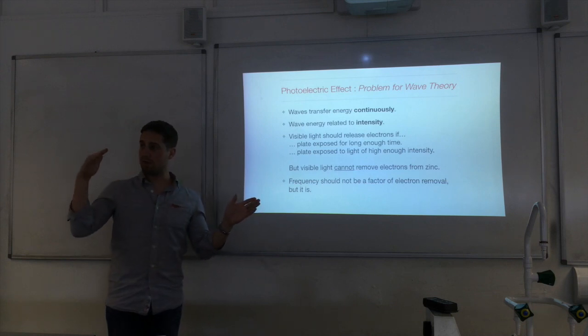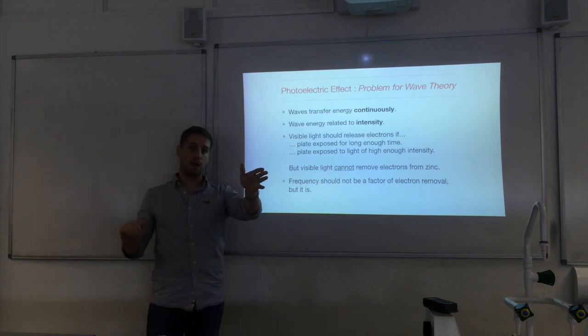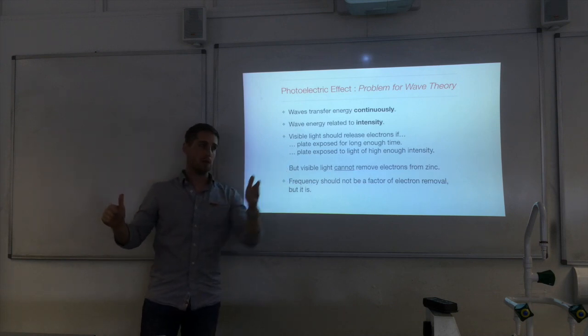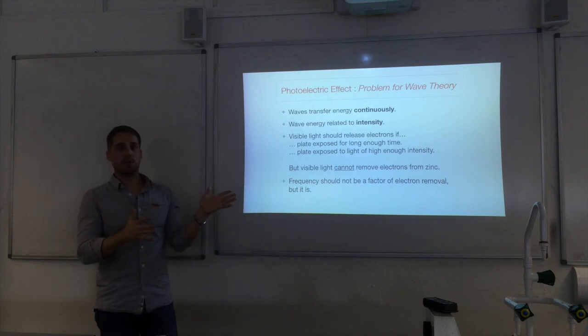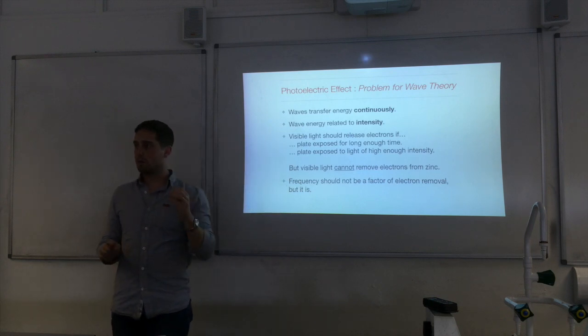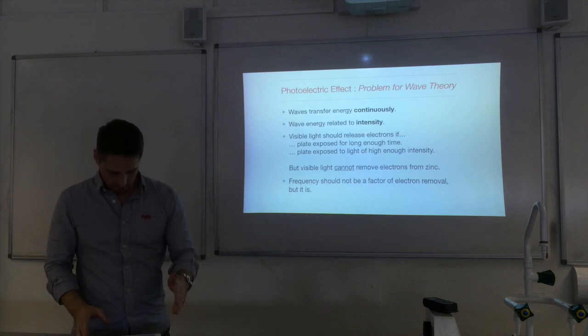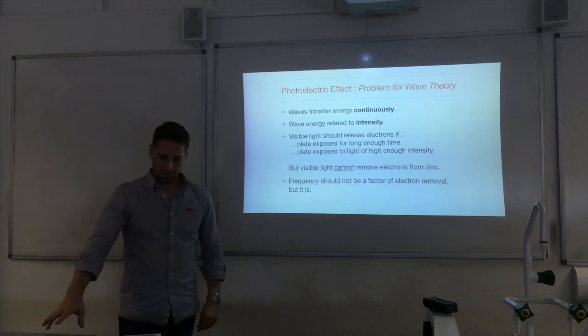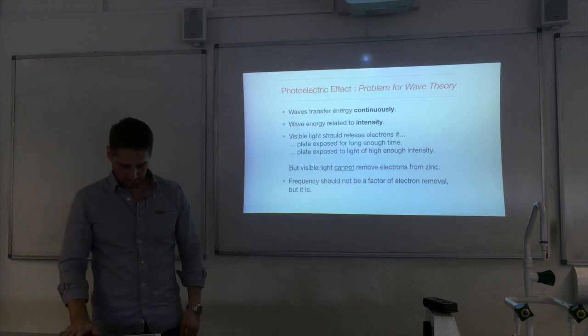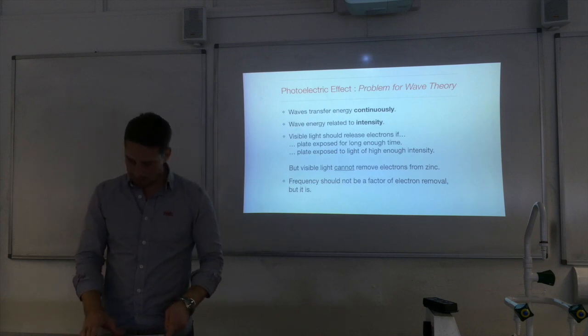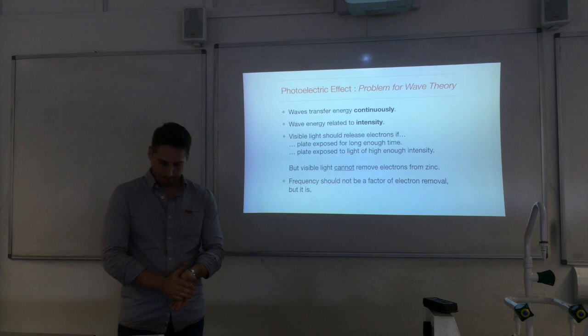Also, frequency should not be a factor of electron removal, but it is. When we went from a visible lamp to an ultraviolet lamp, we increased the frequency. That shouldn't affect this, according to wave theory. But it does. So this is a problem for wave theory. Okay? Does that make sense? Cool.